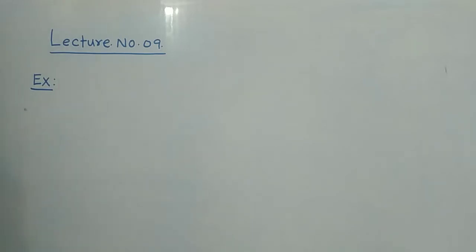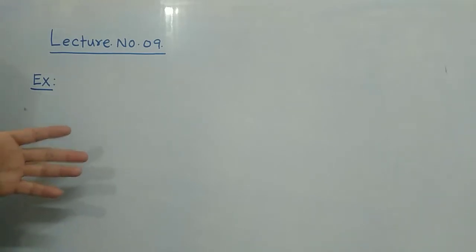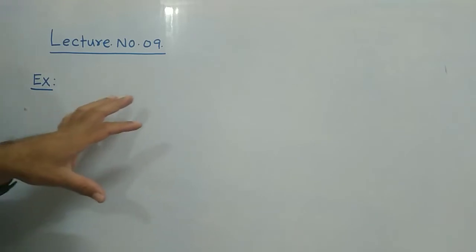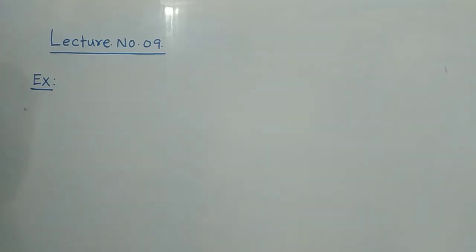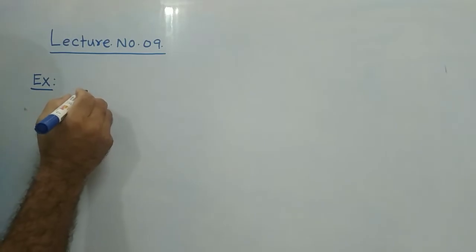For your better understanding, I am considering a very simple, brief example so that you will be able to understand how the steps which we have seen in the last presentations are to be applied for this example in order to obtain the transfer function of a given signal flow graph. So I am considering a simple example.